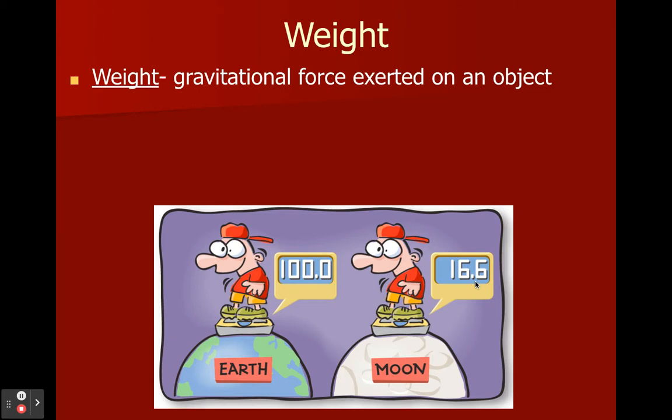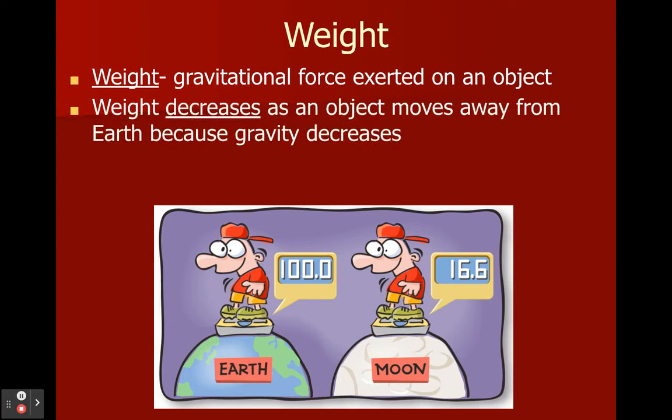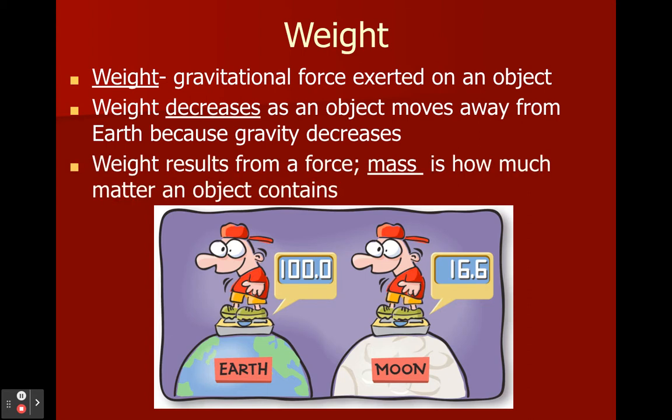Because weight is the gravitational force exerted on an object. Your weight has to do with gravitational pull. Weight decreases as an object moves away from the Earth because gravity decreases. That's why when you're in outer space, they say you're weightless. Okay? Weight results from a force. Mass is how much matter an object has.